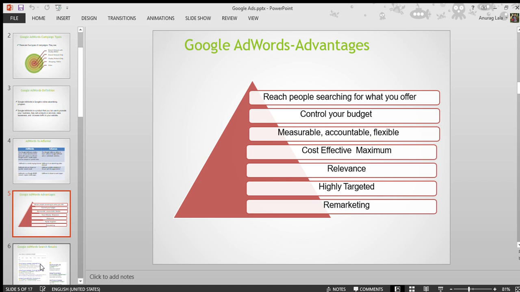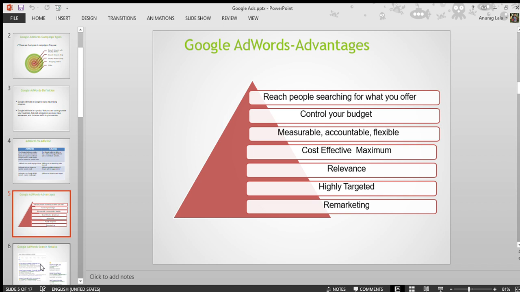It guarantees that you are going to get results from Google advertisements, because your ads will be shown only to those people who are interested in the types of products which you are selling. Now, it is cost effective, it is relevant, it is highly targeted, as given in the first point. It will be targeted only to those people who are interested in your products.